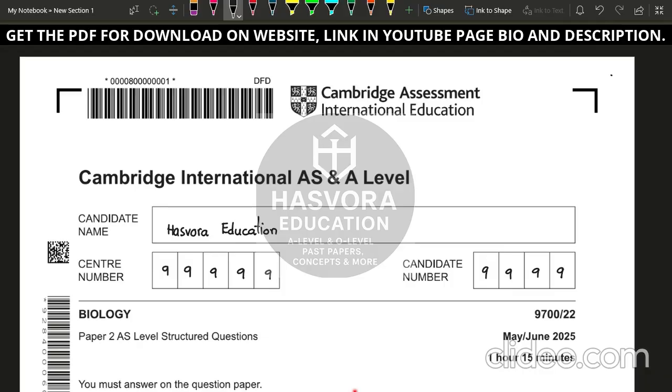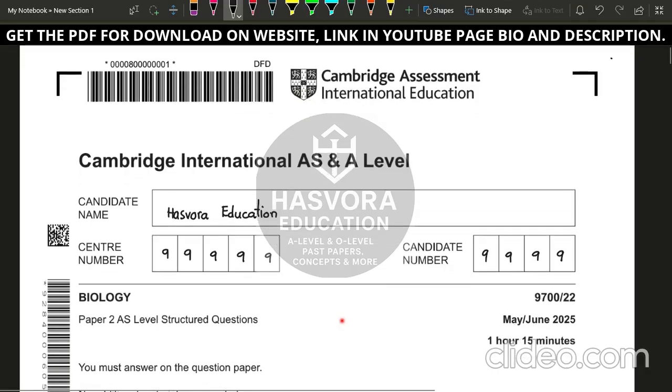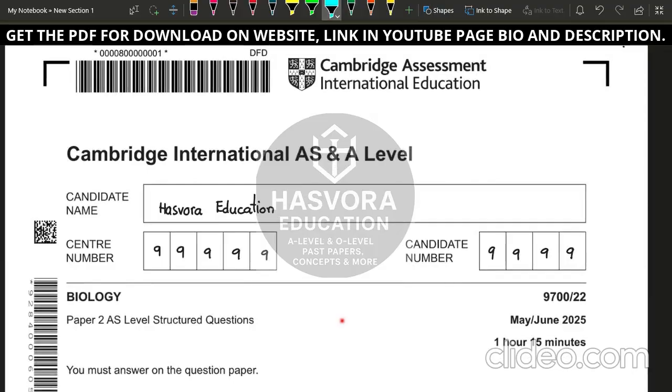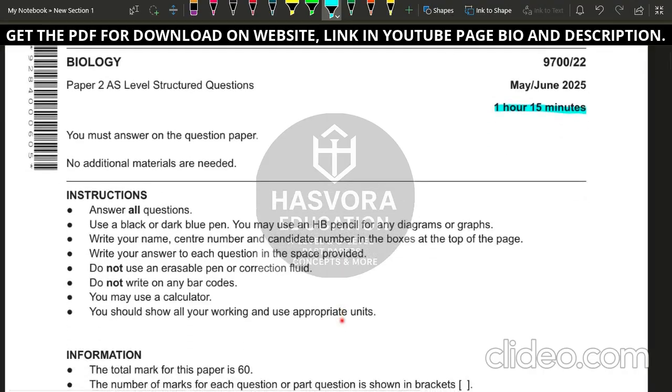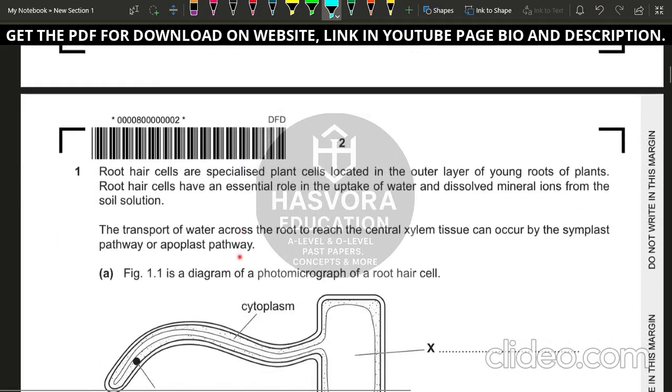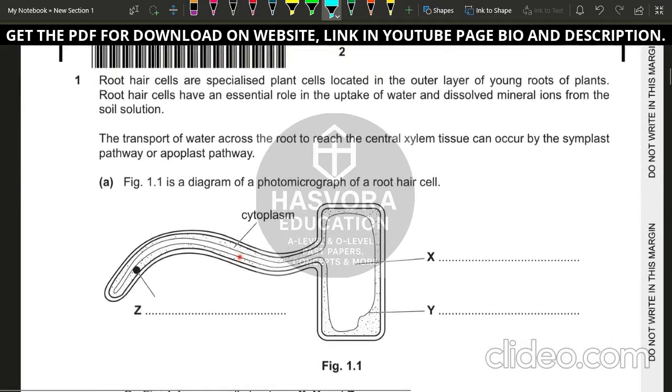Today we will be solving the Biology 9700 Paper 2 Variant 2 of the May-June 2025, and the time allowed for this paper is 1 hour and 15 minutes, and the total marks for this paper are 60 marks. So this is the latest paper that we have for the theory of the Biology Paper 2. So let's get started with the first question, okay?